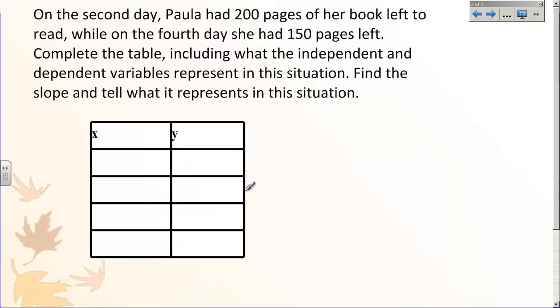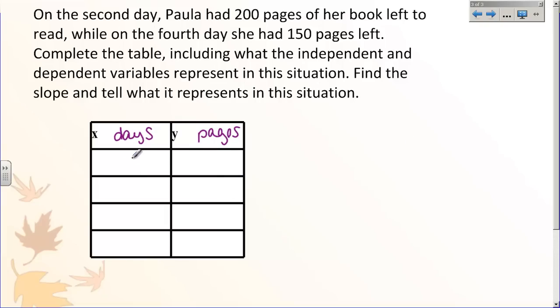Here's my application problem. On the second day, Paula had 200 pages of her book left to read, while on the fourth day, she had 150 pages left. Complete the table, including what the independent and dependent variables represent, and then find the slope and tell what it means. So here's what I have. I have the days Paula has been reading and the number of pages she has left. I need independent and dependent. Well, my pages depend on the number of days I have been reading. So X is the days because it's independent. Y is the pages because it is dependent.